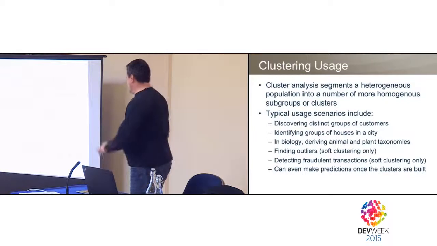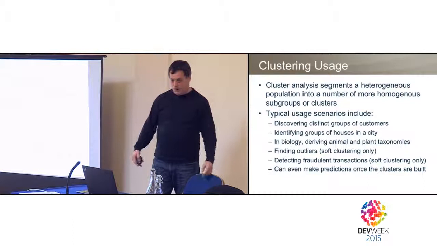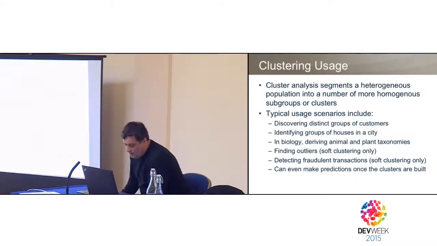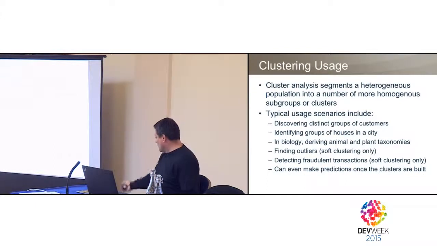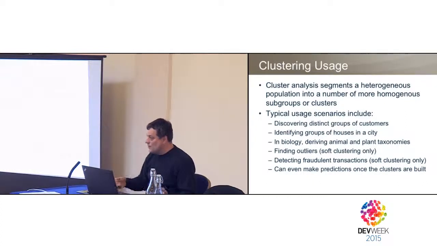So, clustering usage, of course, to understand your customers, any kind of groups of rows. This is grouping rows. Finding outliers, only soft clustering. This is also fraudulent transactions. They can even be used for predictions. If you have a target variable, you calculate clusters with an unsupervised method. You don't use it in the calculation, but once you have it, you can calculate the distribution of the target variable in this cluster, and then use cluster membership as input for predictions.